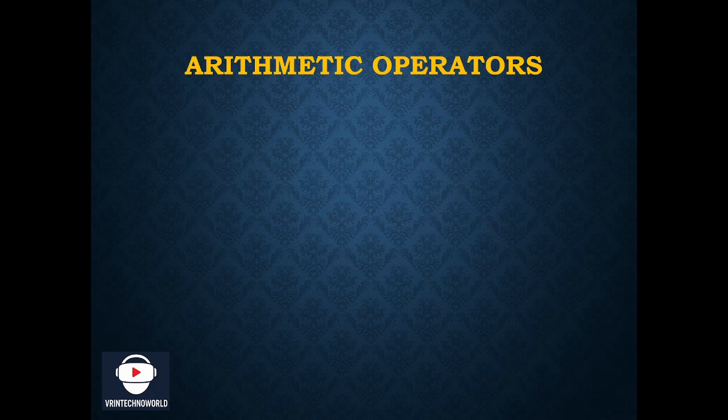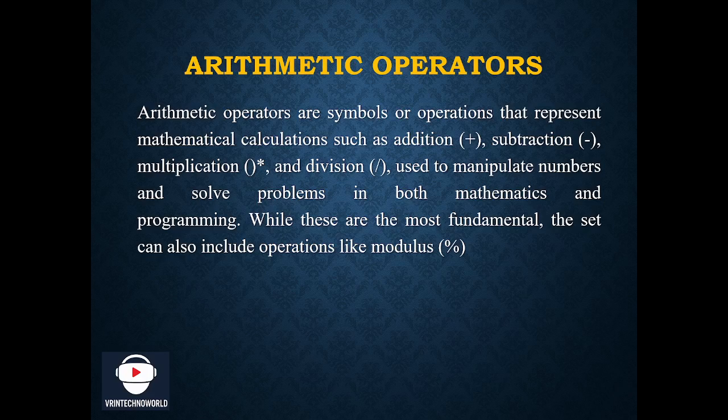Now the first type of operator is the arithmetic operator. Arithmetic operators are the symbols or operations that represent mathematical calculations. With addition, we add two numbers, or four, six or seven numbers. With subtraction, we subtract, with multiplication we multiply numbers, then division, modulus. So we have lots of operations in arithmetic operators.